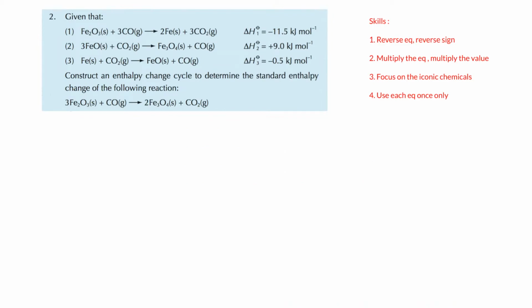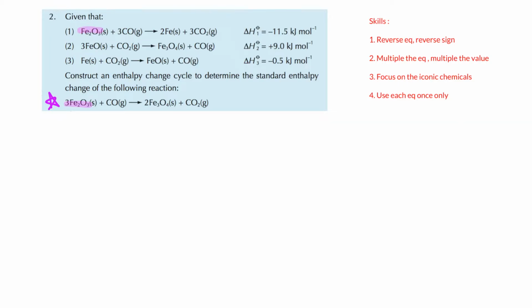So this is how we use the statement form to help us solve the problems. So now we're going to do question number 2. This will be the equation that we have to mimic. We try to focus on the characteristics of the ionic chemical first. So in this case, we see Fe2O3.